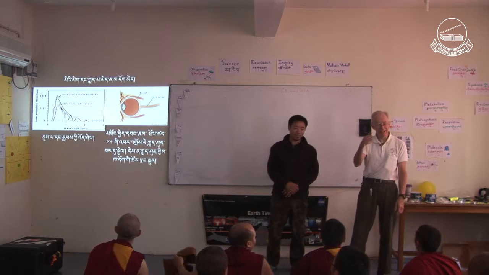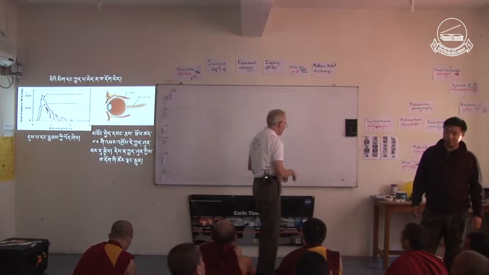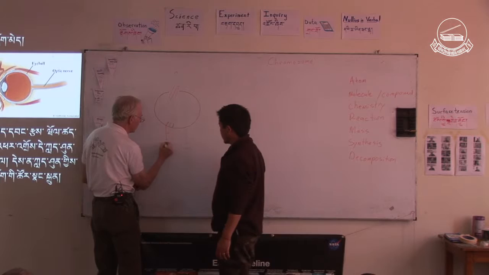Yesterday, we had the great question about where is the color? Red light comes in. Only the red cone produces pulses.